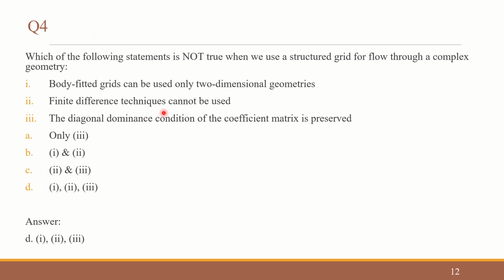We are asked to identify the false statements, or which of the following statements is not true. So all three statements are false. So 1, 2 and 3 is the right answer.